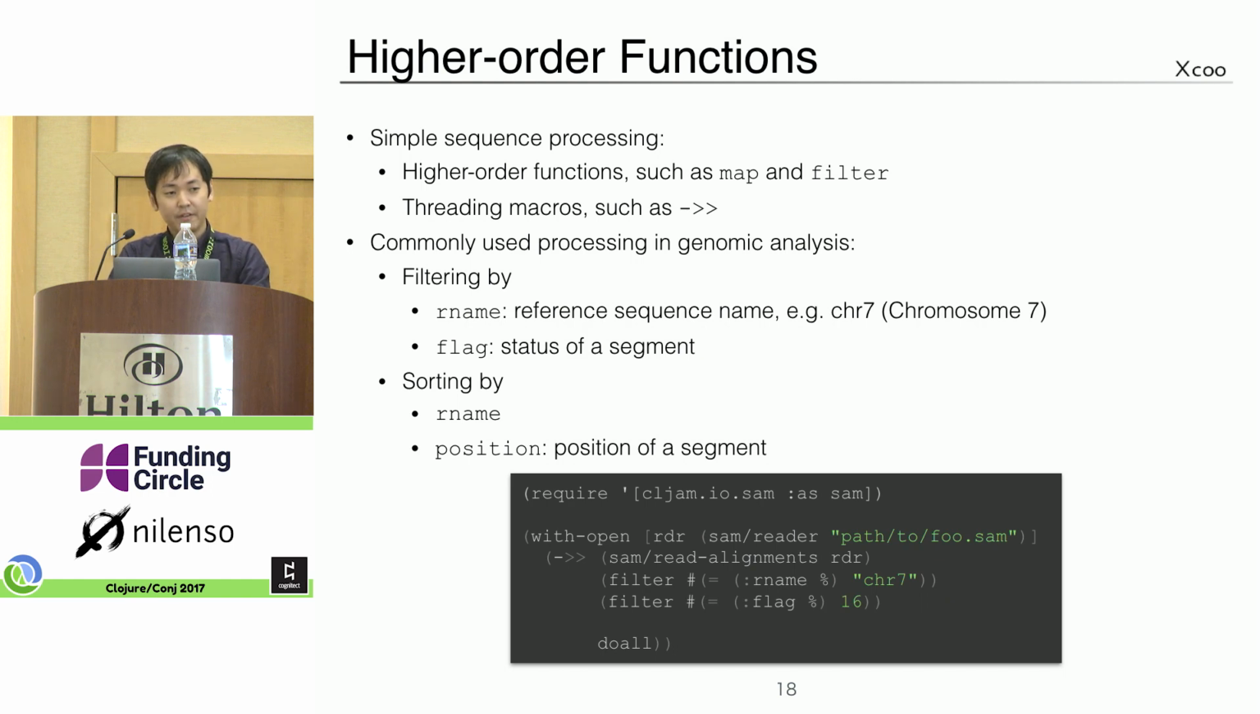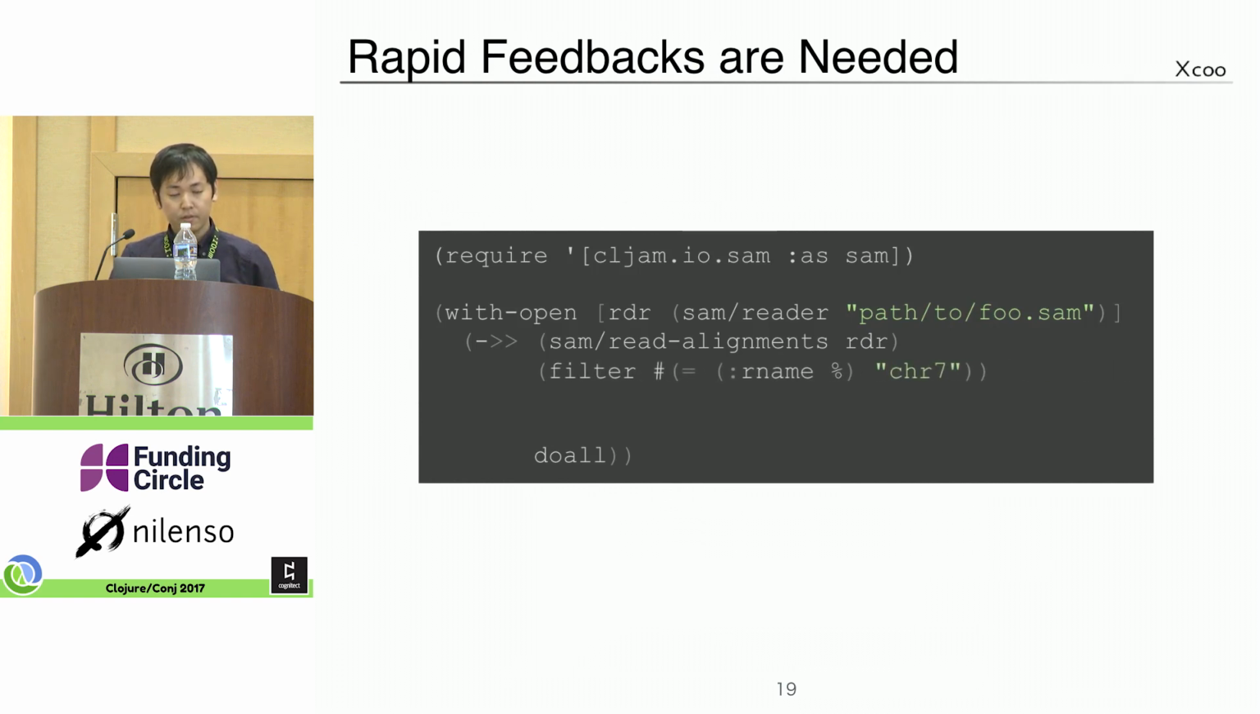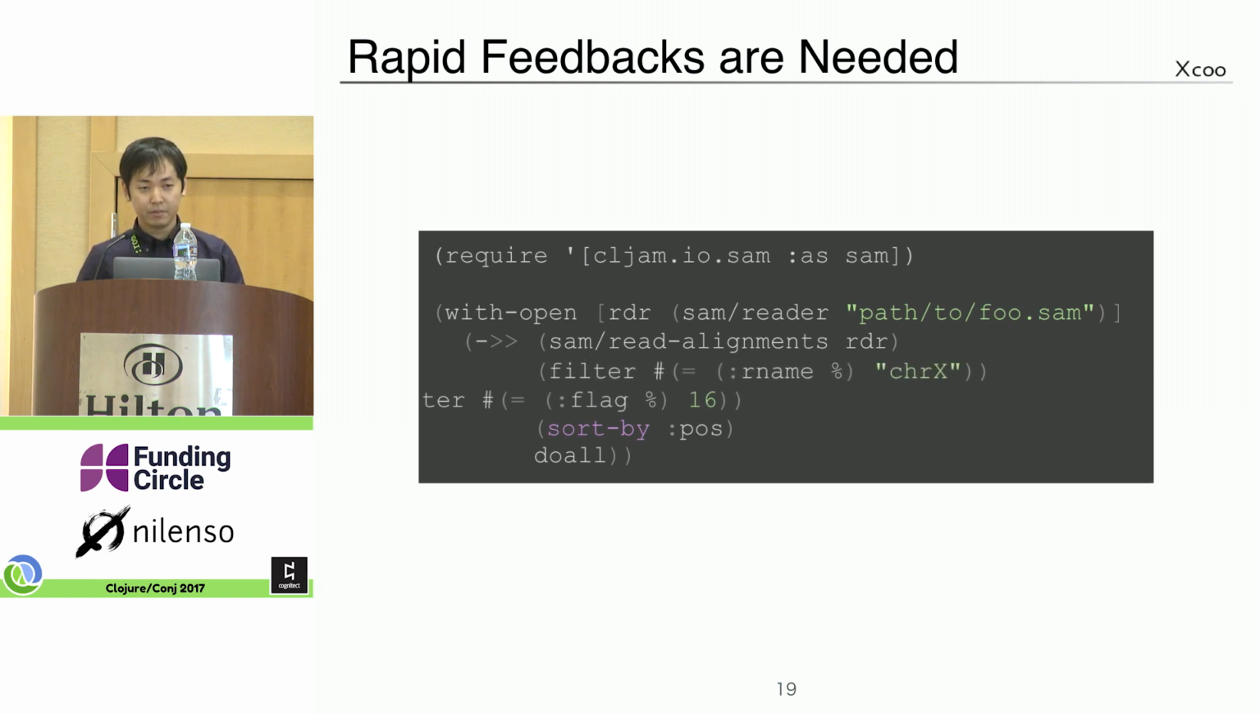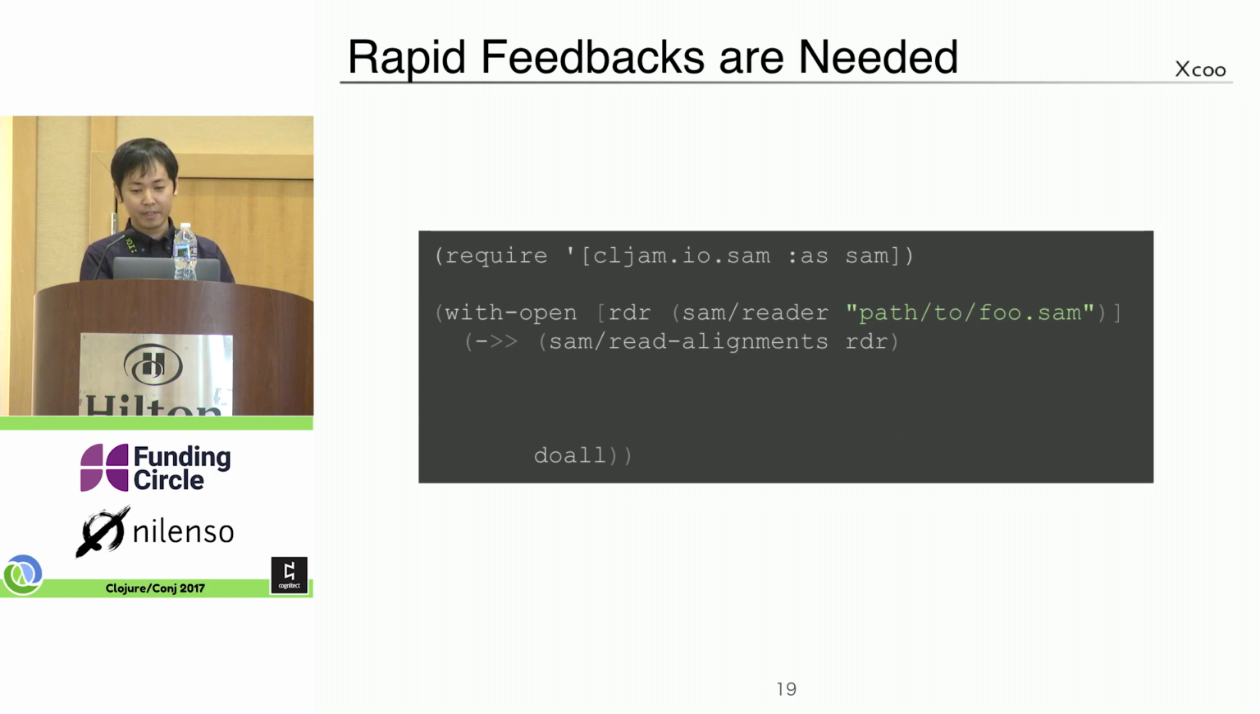Sorting by rname or position is also a popular process. If we want to sort by position, add sort-by pos. This easy adding and removing of sequence functions is very important, because these quick trials and fixes are needed in practical scenes of genomic data analysis.